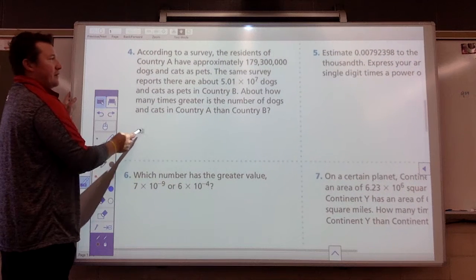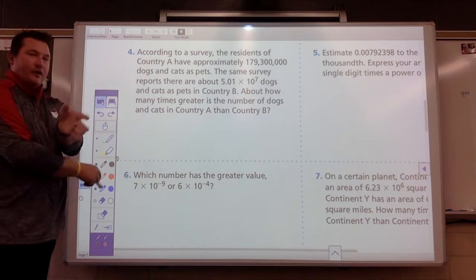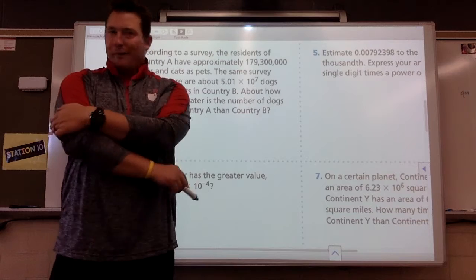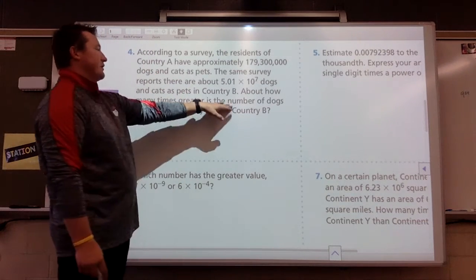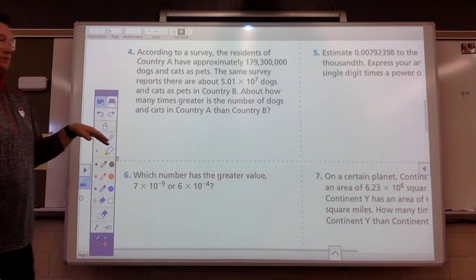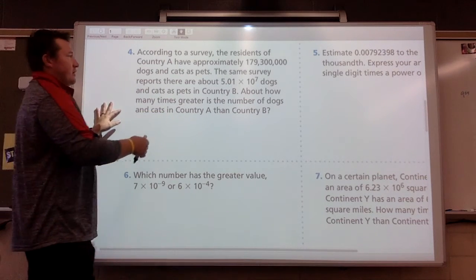And you guys will get better at those. If you're struggling with those, don't worry. We're going to have a whole bunch more. You'll get better, I know you will. All right. About how many times greater is the number of dogs than cats?